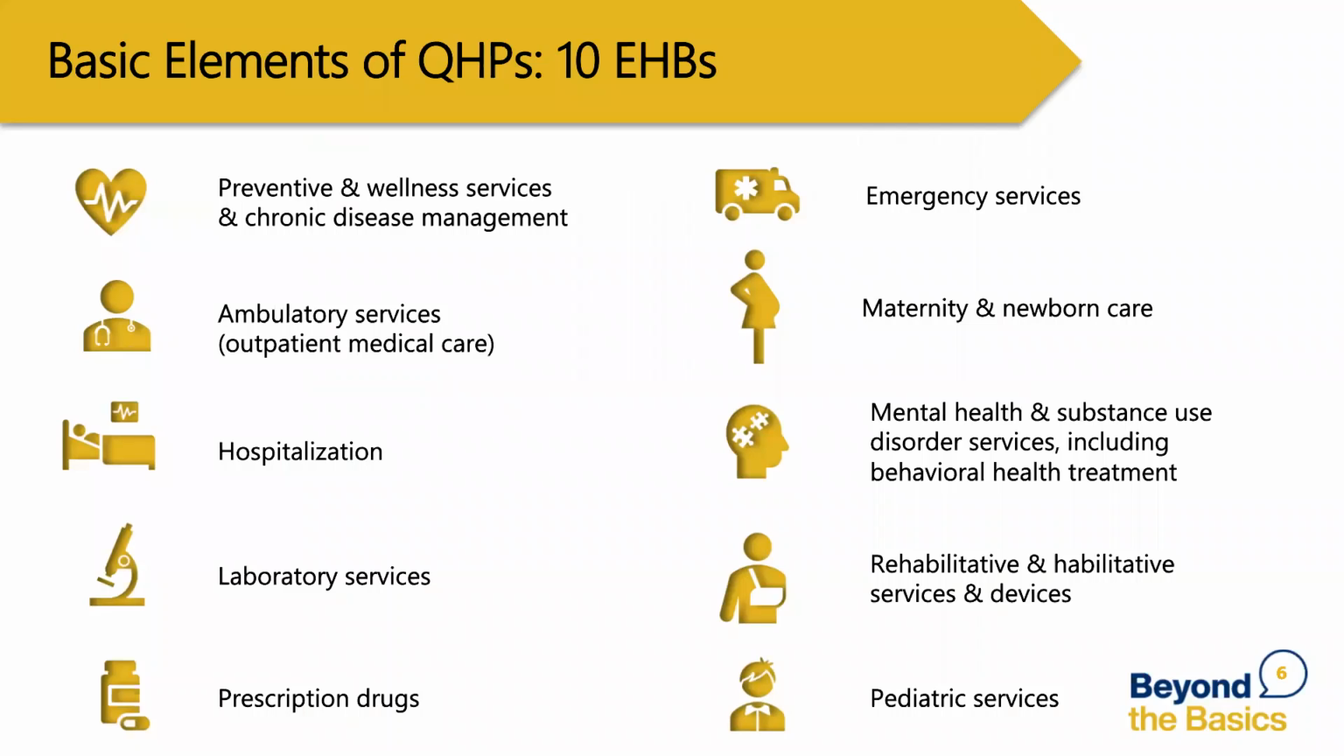So the essential health benefits are an Affordable Care Act requirement, and they're therefore a basic element of the qualified health plans. You can see here there are 10 general categories of benefits that all these plans must include. So everything from preventive care to hospitalization, maternity care and emergency services, mental health and substance use disorder treatment are all on the list.